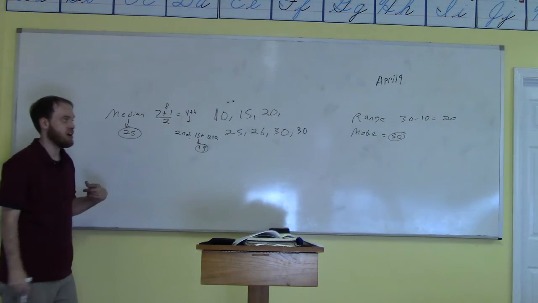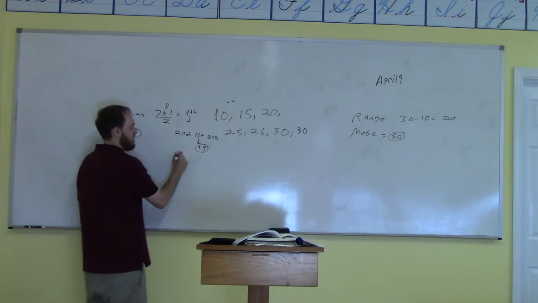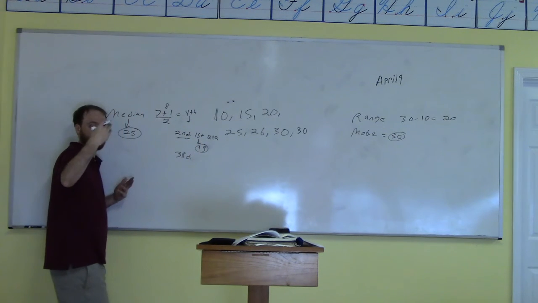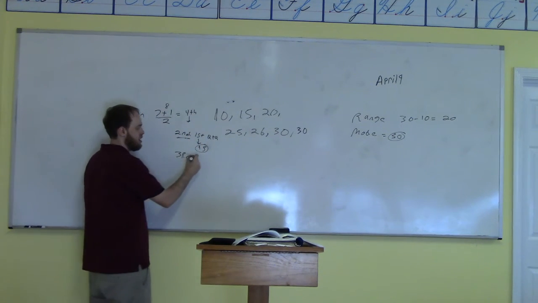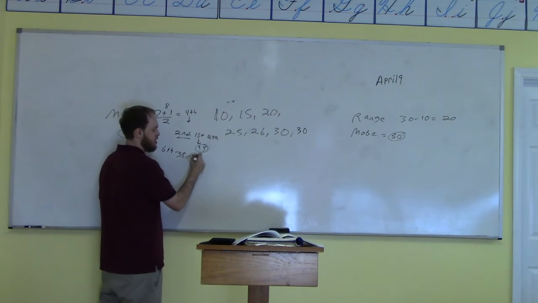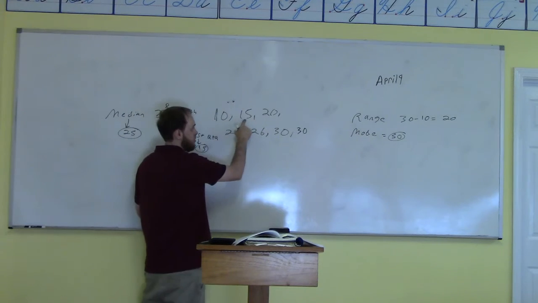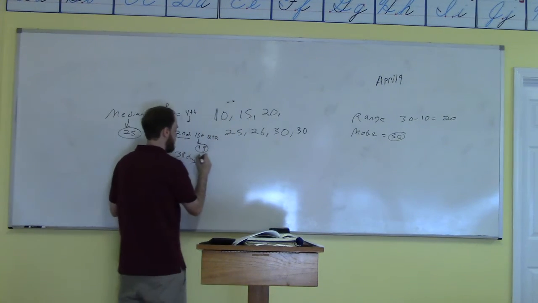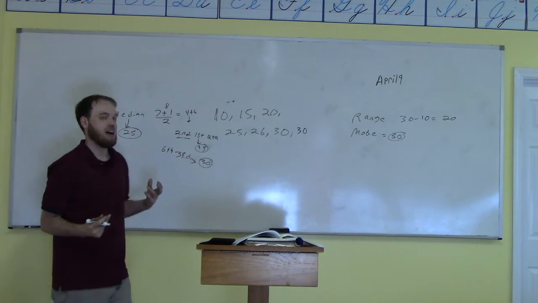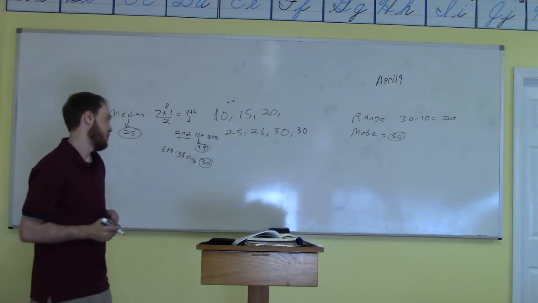15 would be the first quartile, and then the third quartile is just going to be the second one plus the second one plus the second one, and so that would be the sixth one would represent the third quartile, which would be 1, 2, 3, 4, 5, 6, so it'd be 30. So that would help you with those.